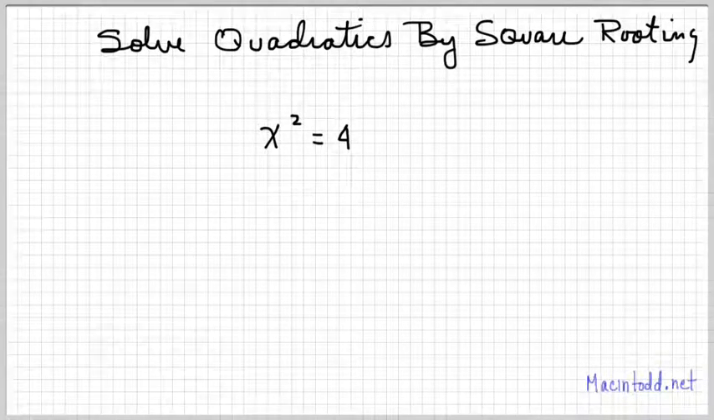Alright, this is a quick video on how to solve quadratic equations by square rooting both sides. Here's a very simple quadratic. We've got x squared equals 4. The key to using this method is you don't have a linear term.